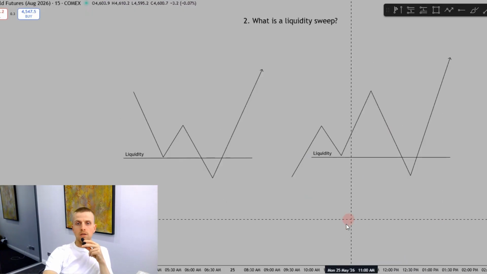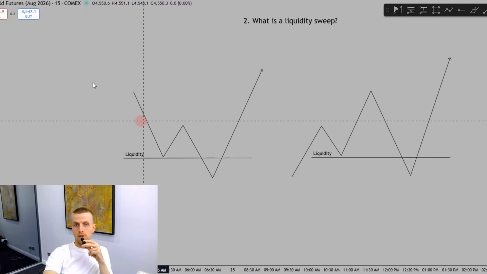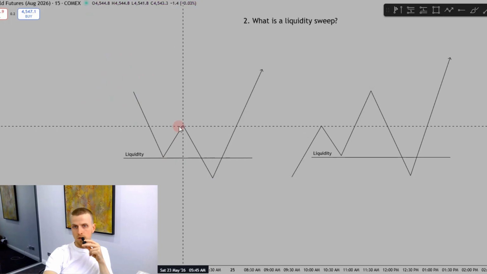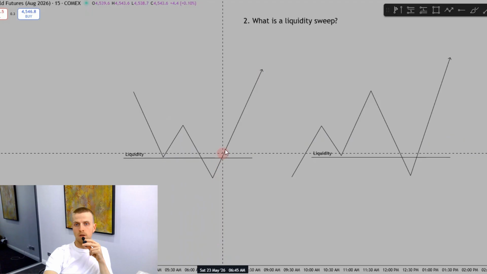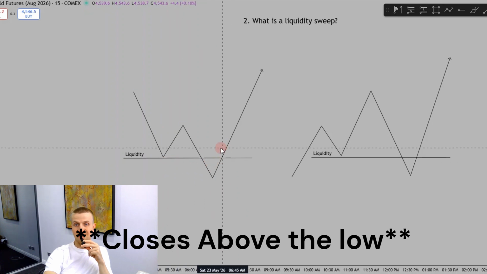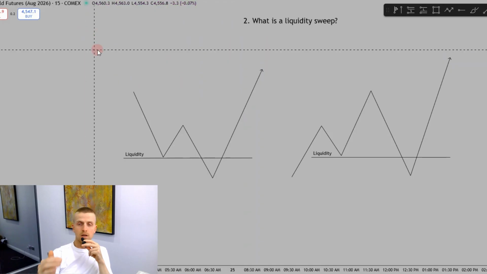Now, what is a liquidity sweep? So we have a downtrend. We are creating lower lows, lower highs, lower lows, lower highs. Then we sweep a low, but then price aggressively comes back up and closes above this low, and then attacks all of the liquidity that was stacked above the lower highs.